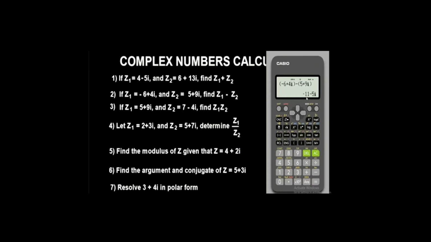So this is the output, minus 11 minus 5i. So let's go back to question 3. Now, we use the product sign. We are given the complex numbers to be these values. We are asked to find z1 z2.